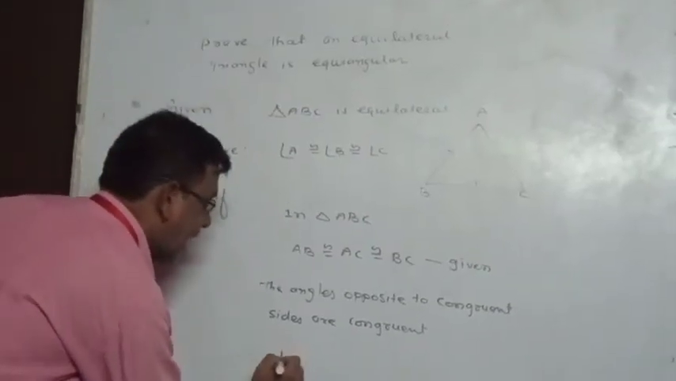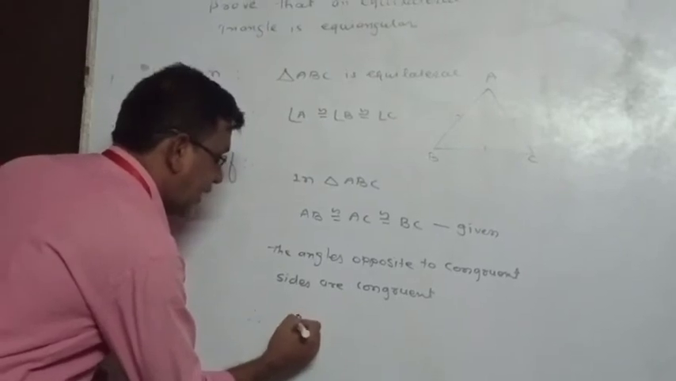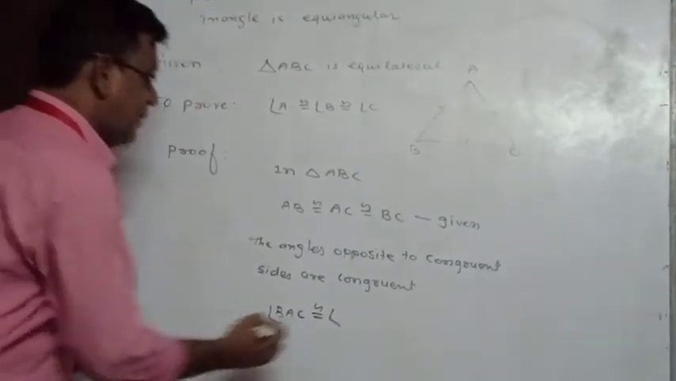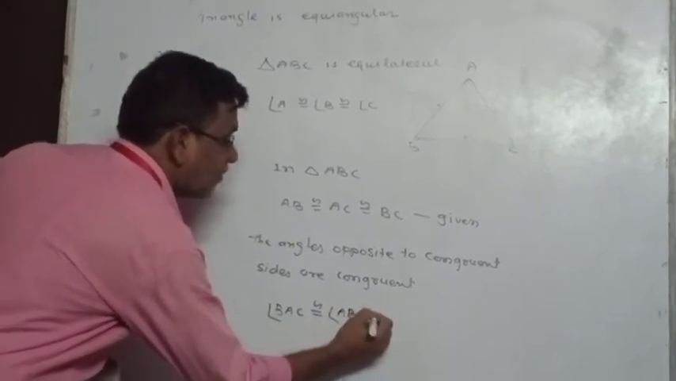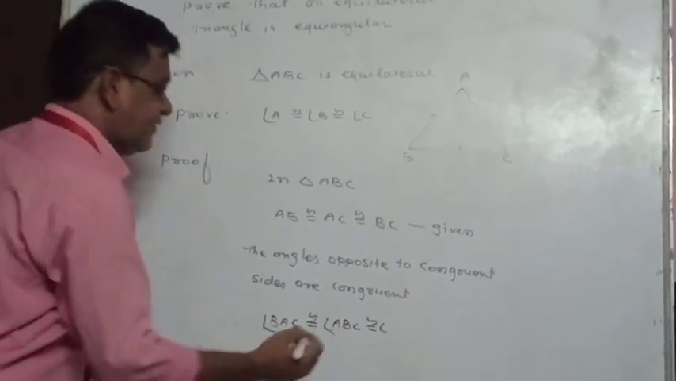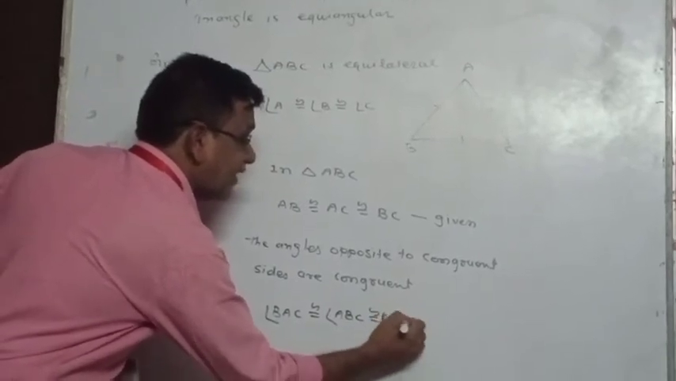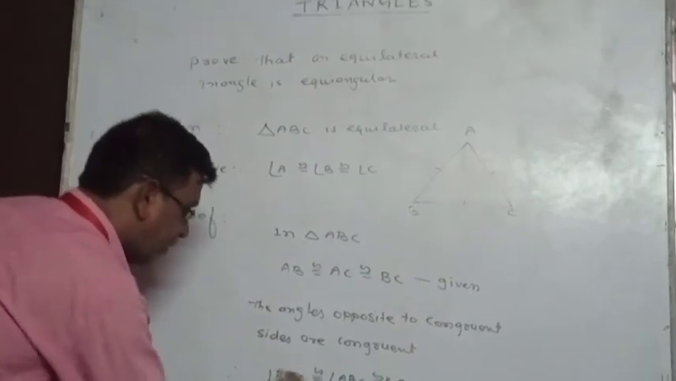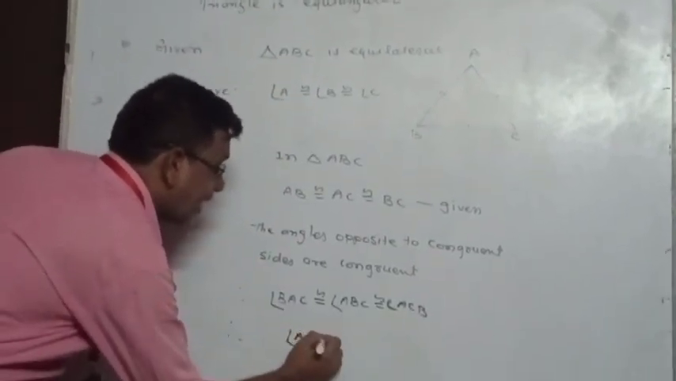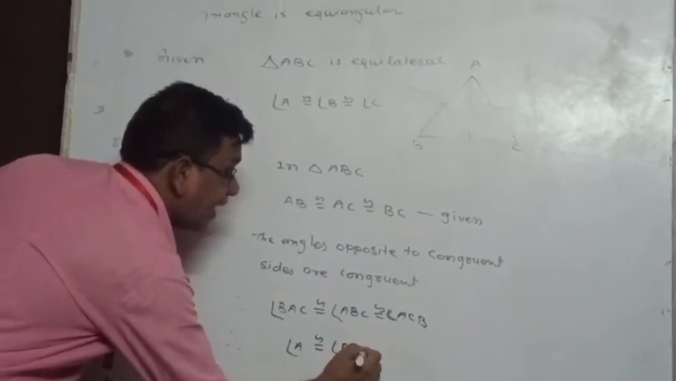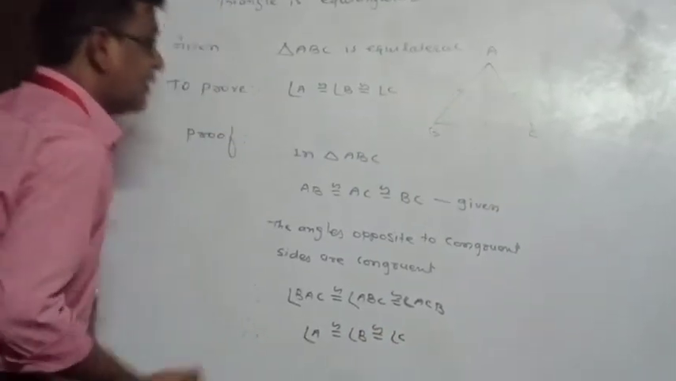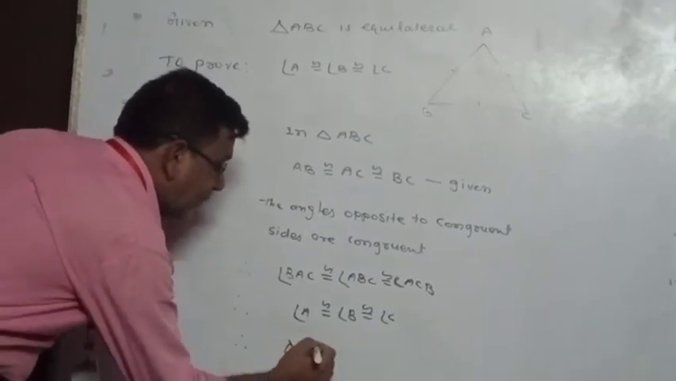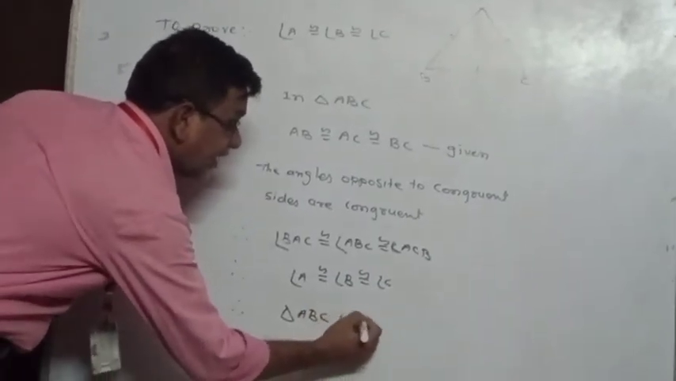It means angle BAC is congruent to angle ABC is congruent to angle ACB. Okay, now what does this mean? Angle A is congruent to angle B is congruent to angle C, right? Therefore you can say that triangle ABC is equiangular.